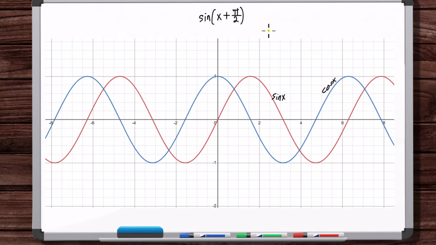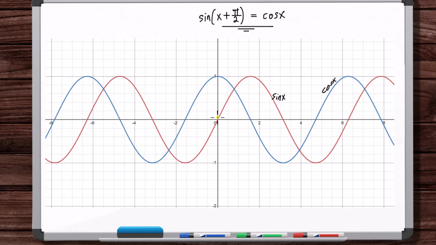Based on what I just said, I just shifted the sine curve to the left pi over 2 units. So that's what the cosine curve is. Is that correct? Yeah, that's exactly right. 100%. Put your calculator in radian mode, type sine of x plus pi over 2. It's going to give you cosine x. But you might say, well, why can't we just shift it to the right pi over 2 units? Isn't that the same thing? Well, let's take a look.